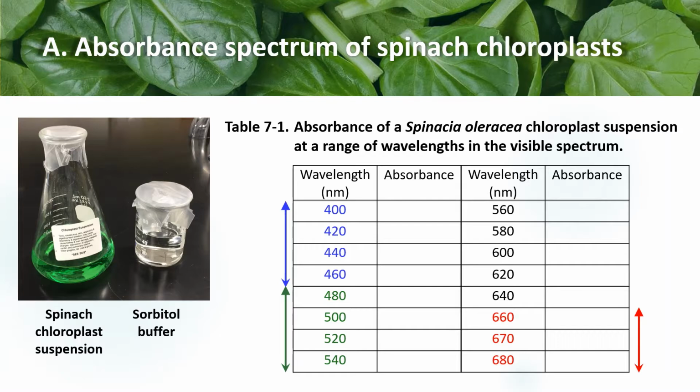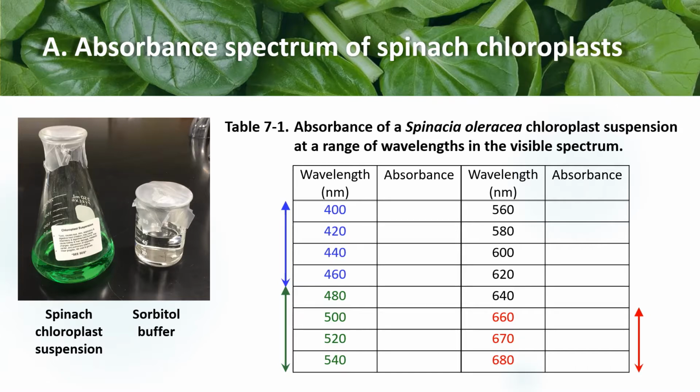In part A of today's lab, we will generate an absorption spectrum of the spinach chloroplast to determine which wavelengths of light the pigments in the chloroplast absorb best. This is very easily done. All you need is some spinach chloroplasts, which I have there on the left, and some buffer. This is what the chloroplasts are in. We're going to use that as a blank, and we need a spectrophotometer. If you take a look at the table on the right, we're going to measure the absorbance for the spinach chloroplast suspension at all of those wavelengths.